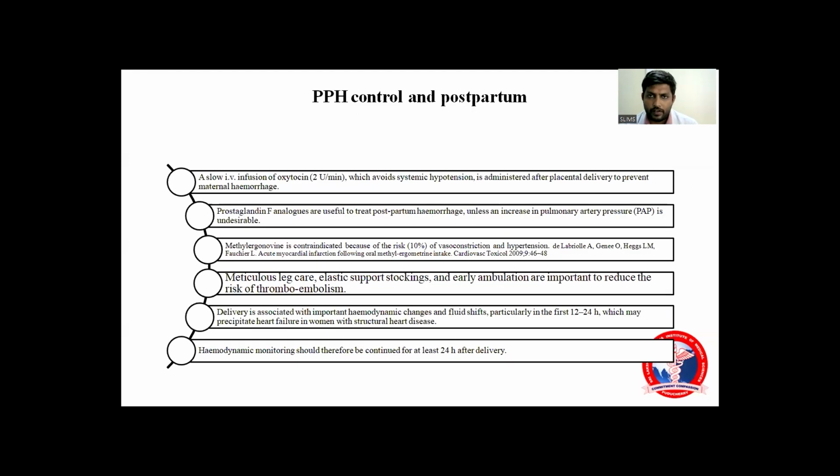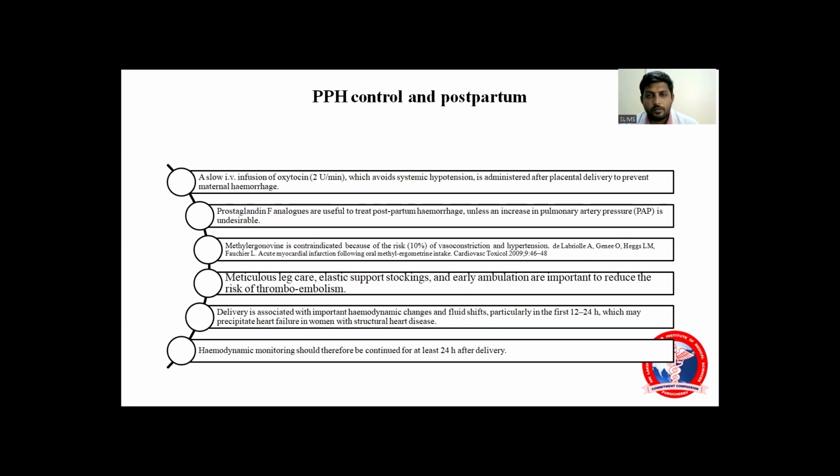So how do we prevent PPH, and what are the things we can do in postpartum? Slow IV infusion of oxytocin, which avoids systemic hypotension, is administered after placenta delivery to prevent hemorrhage. PGF2 alpha analogs are useful to treat postpartum hemorrhage unless an increase in pulmonary artery pressure is undesirable. Methergine is contraindicated because it increases risk of vasoconstriction and hypertension.